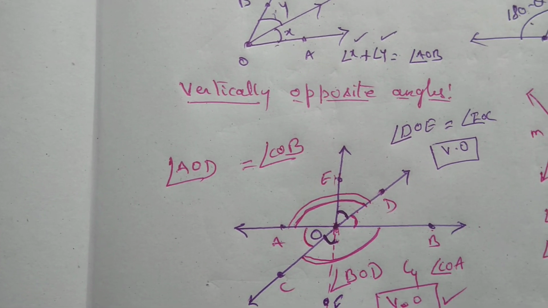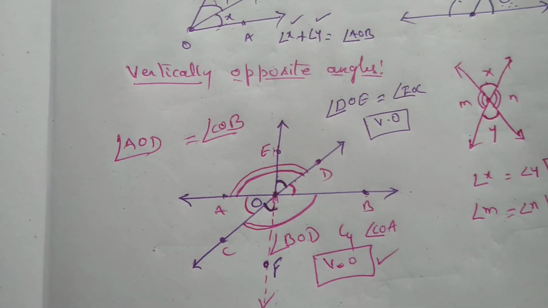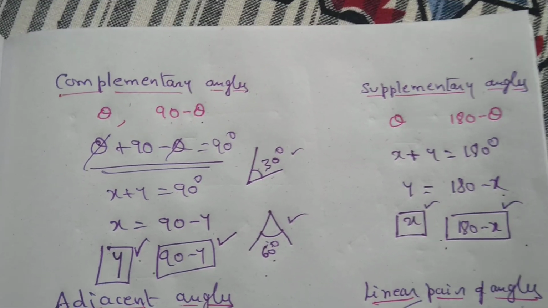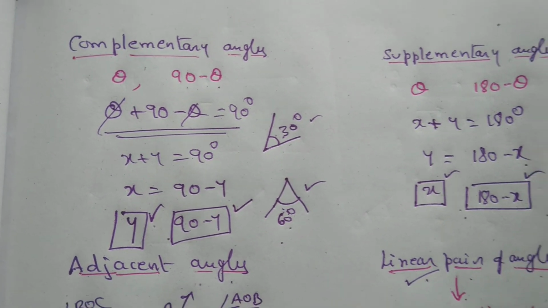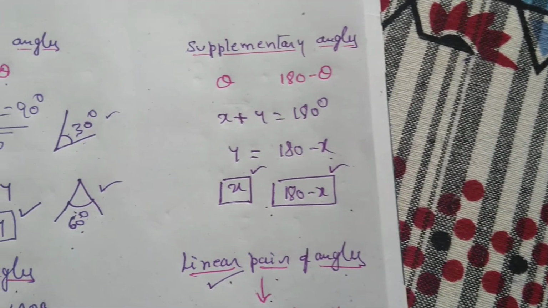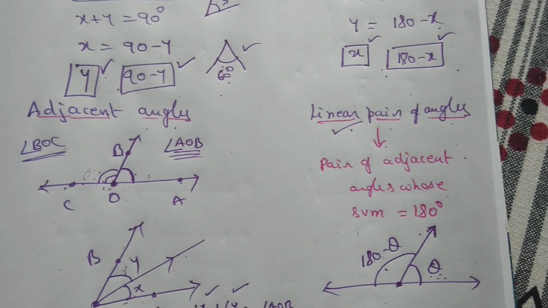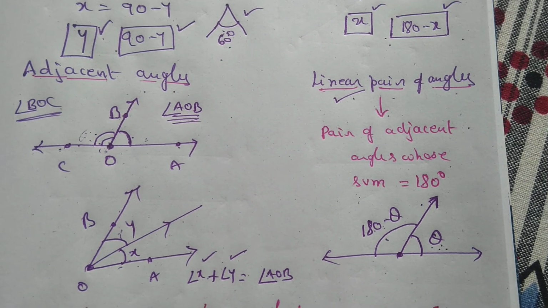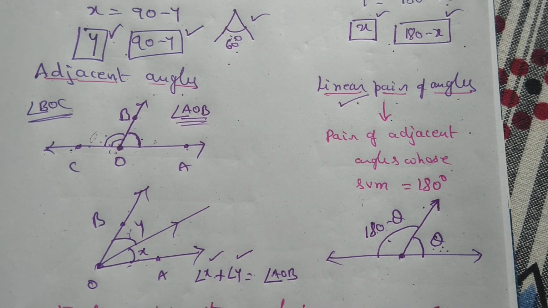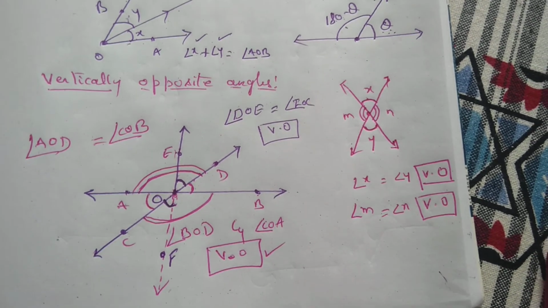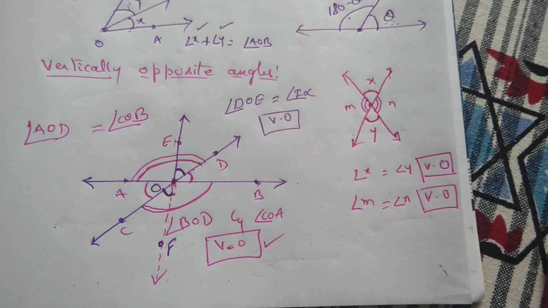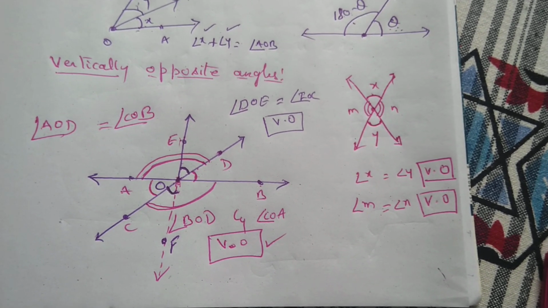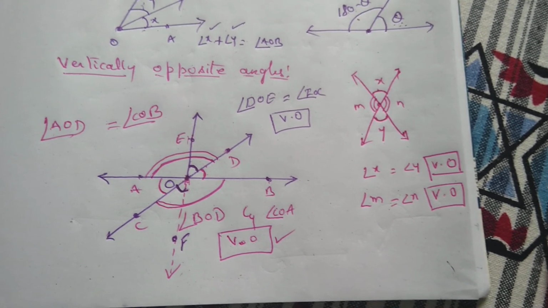Okay, children, is that clear? So pause the video for a moment and take a screenshot of this part also. So complementary angles, then supplementary angles, then adjacent angles, linear pair of angles, beautiful concepts, then vertically opposite angles. So this is all for today, and I think till exercise 6 you can complete based on all these basics.